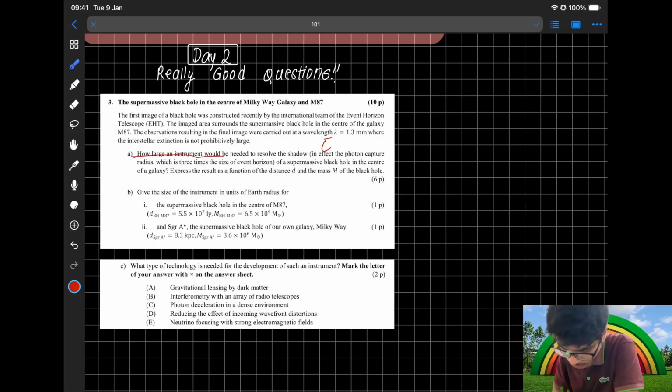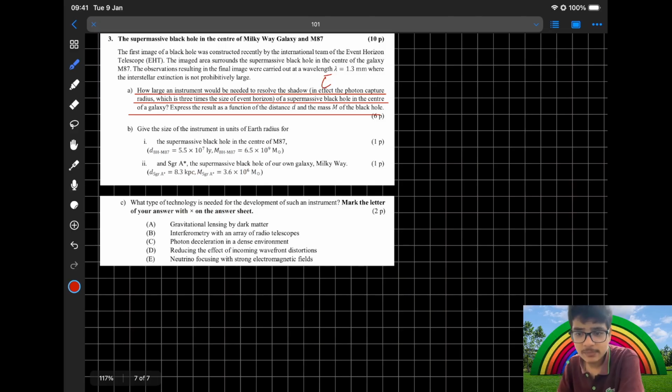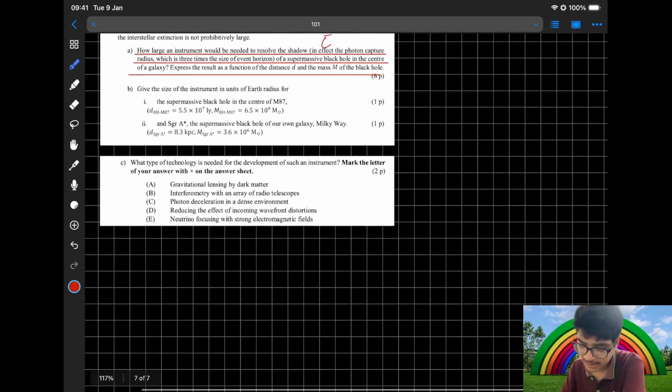How large an instrument would be needed to resolve the shadow in effect of the photon capture radius, which is three times the size of the event horizon of a supermassive black hole in the center of a galaxy? Express the result as a function of distance d and mass m of the black hole. If I do question number A, B, and C, all these things are just about putting in the values. So let us do question number one. How large an instrument is needed, right?